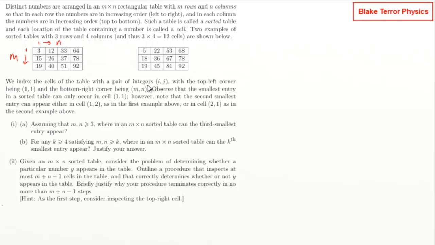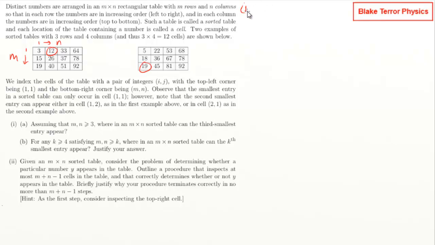Part 1, A. Assuming that m and n are both greater than or equal to 3, where in an m by n sorted table can the third smallest entry be? Well, let's just look in the pictures first of all, where they've got them. So the third smallest one here is that one. The third smallest one here is that one. So that's 2 options that we've got.